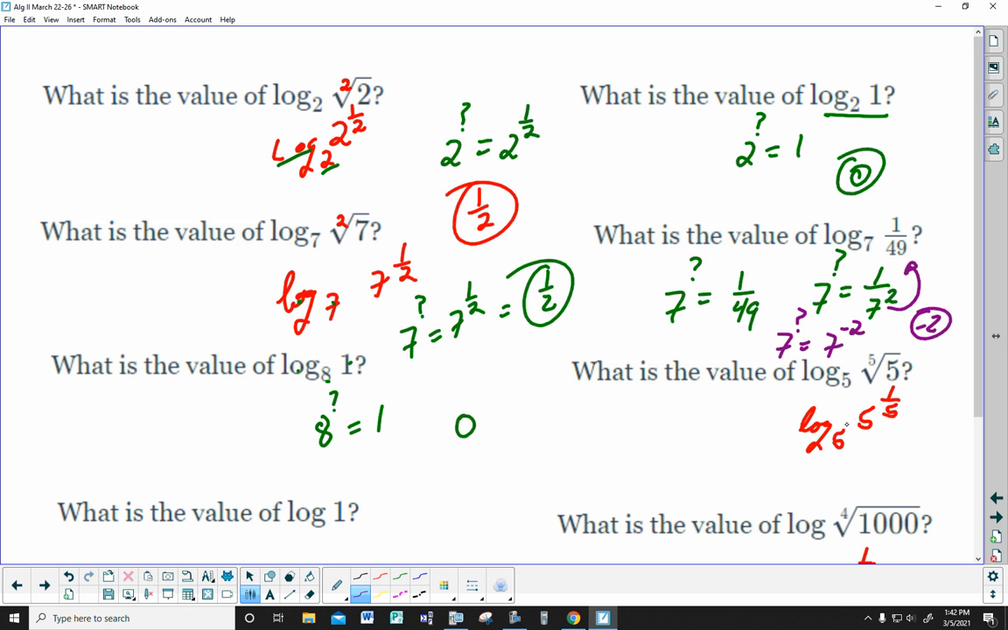So now we're at this one. 5 to what power is 5 to the 1/5? Another way of looking at it is actually rewriting it. Well, the answer is 1/5. Okay?